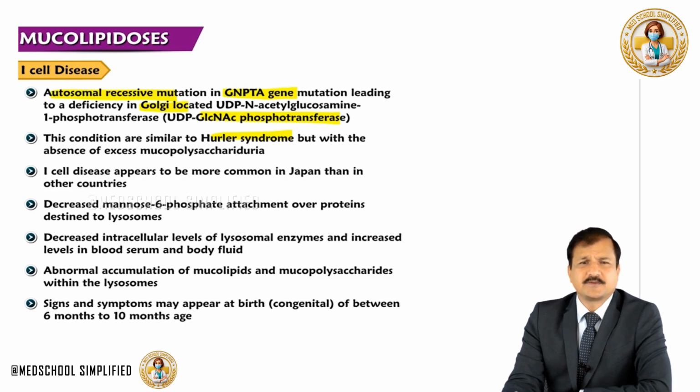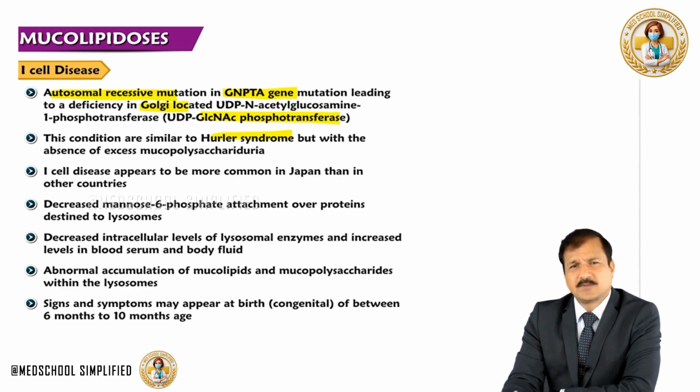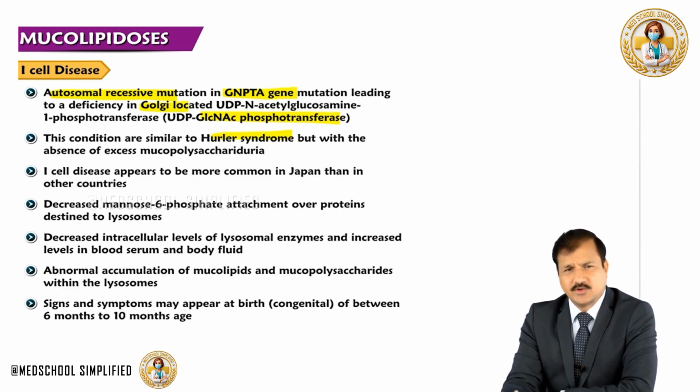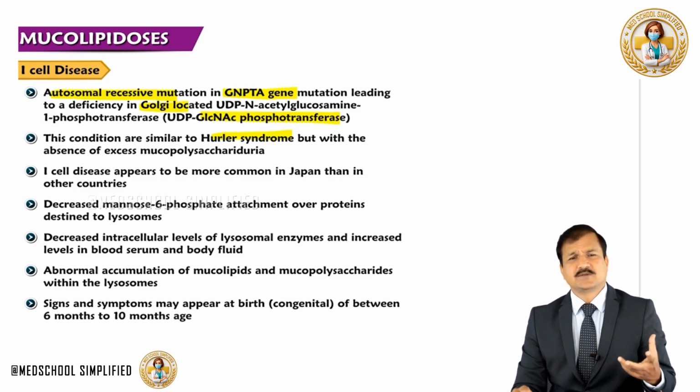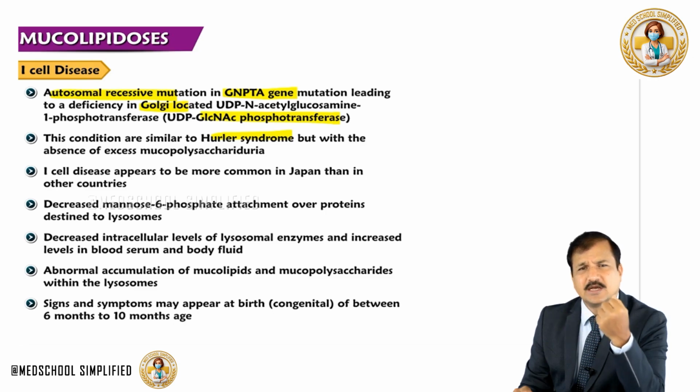That means the signs and symptoms that we have studied in Hurler syndrome in mucopolysaccharidoses. So in Hurler syndrome, there will be excess dermatan sulfate, heparan sulfate in the urine. That type of mucopolysacchariduria may not be seen here in I-cell disease, but the signs and symptoms with coarse facial features, corneal clouding, cardiomyopathy, kyphoscoliosis, protuberant abdomen, and then hearing loss, cognitive defect like mental retardation, all those signs that we have seen in Hurler syndrome will also be seen in I-cell disease.